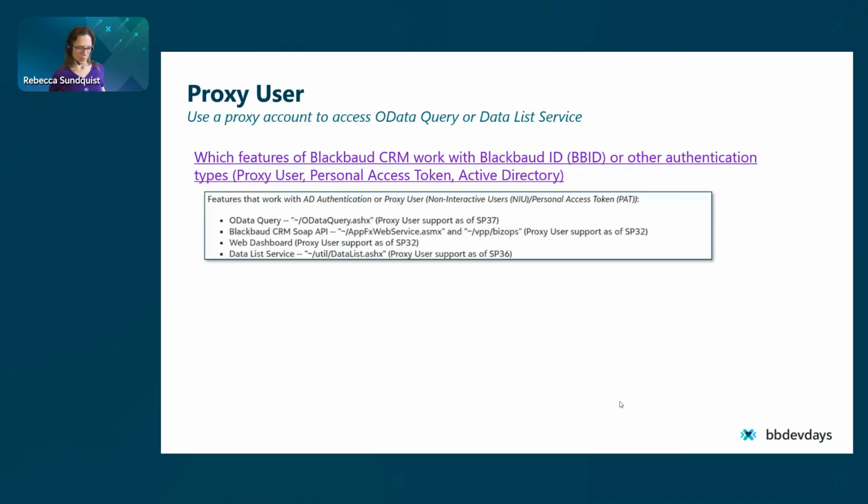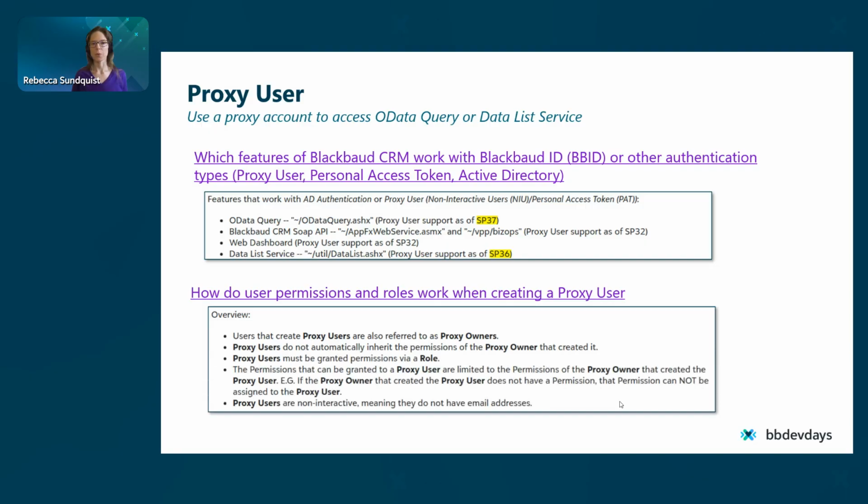So here's what we need to know about the proxy user. It's a little bit of a tag on into this presentation, but it's necessary for that OData connection, or if you were going to try to use that data list service. I want to point out that these are relatively new in that the proxy user support for data list service started in Service Pack 36 for OData query and Service Pack 37. So you would need to be on those service packs before attempting this with OData.